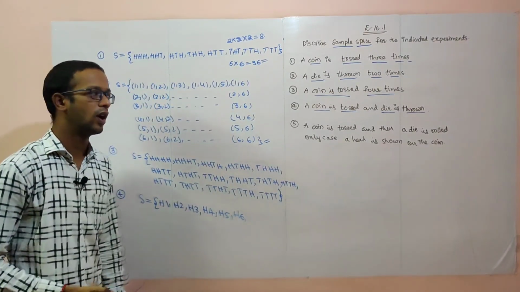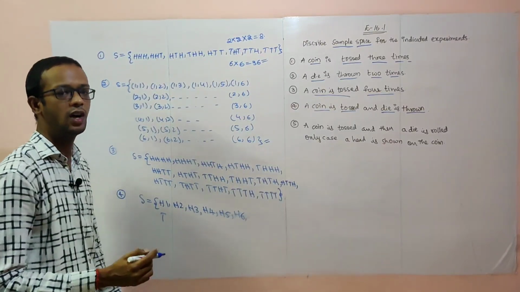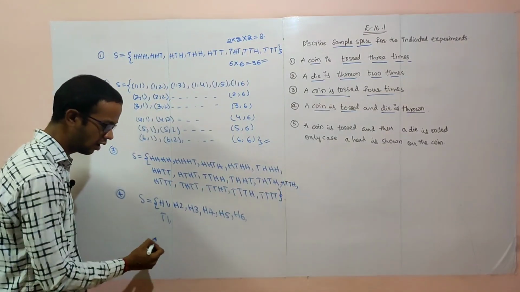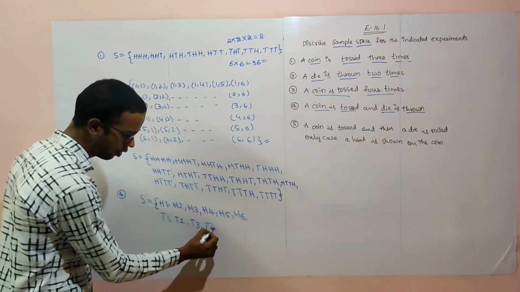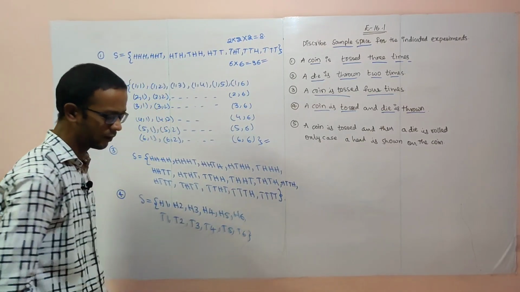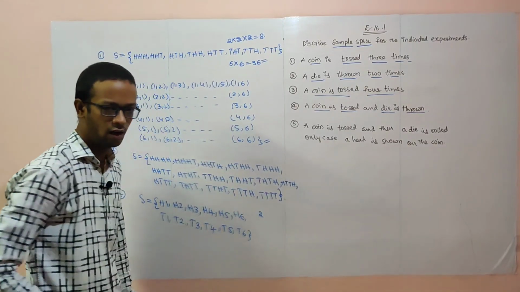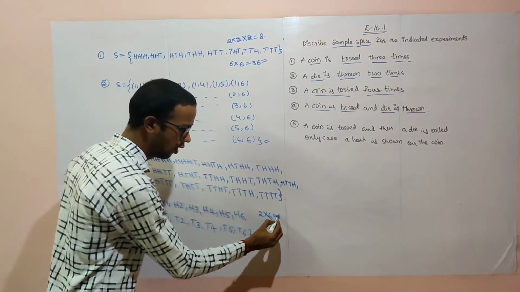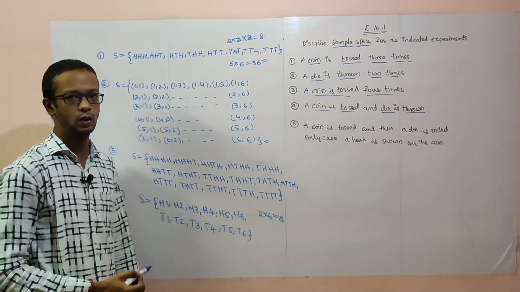Next what we have to write? If you get tail, if you get tail also, what we have to do? Again throw a die. T,1, T,2, T3, T4, T5, T6. You can observe tossing a coin, 2 outcomes, rolling a die, 6 outcomes, total 12 outcomes you will get. You can observe 6 plus 6 is 12.